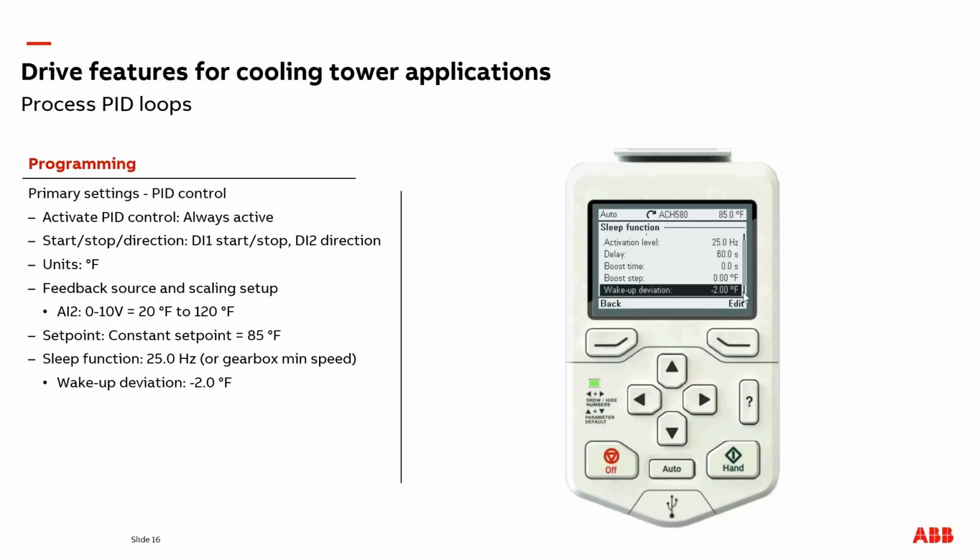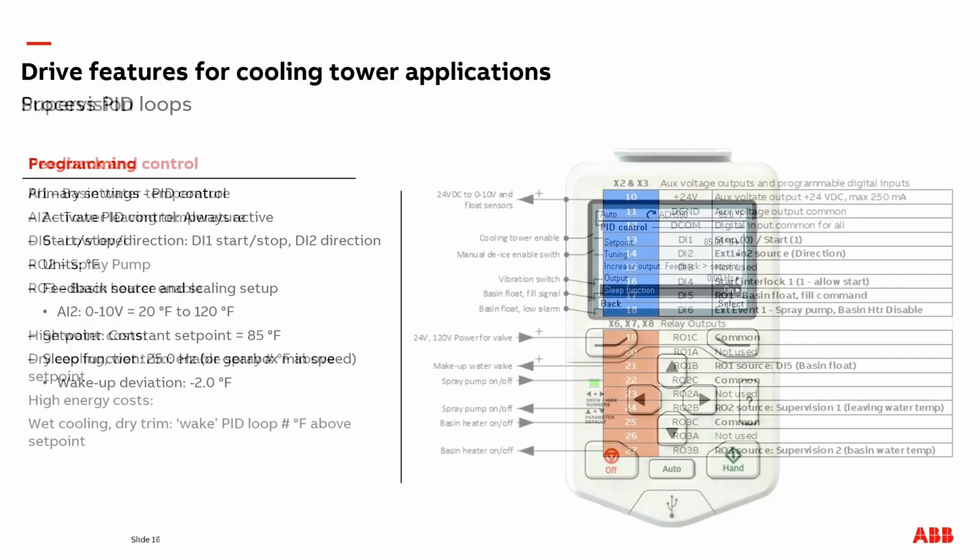At a negative 2 degrees from the sleep function and the set point, we have about a 2 degree dead band as well, where it'll either stay awake and run or stay asleep if coming down. That should be it for the PID control.